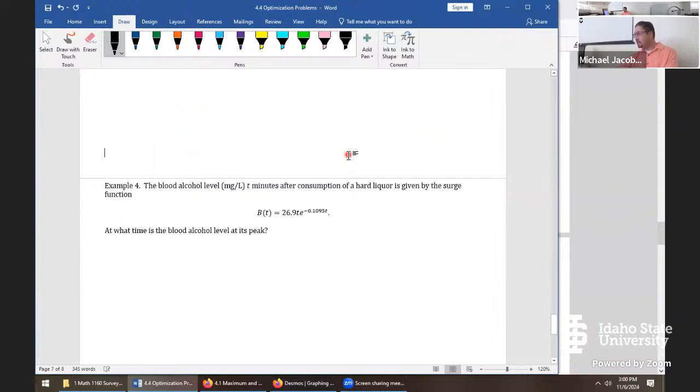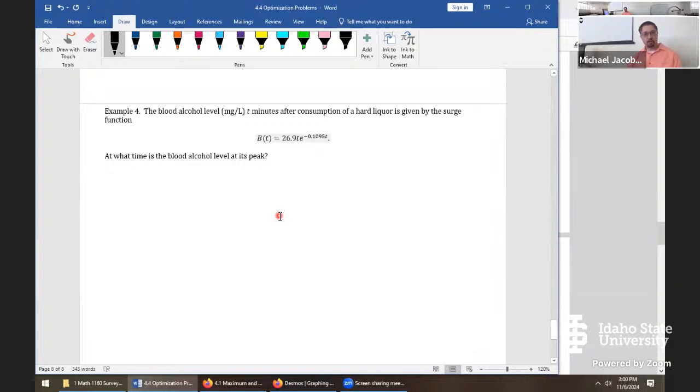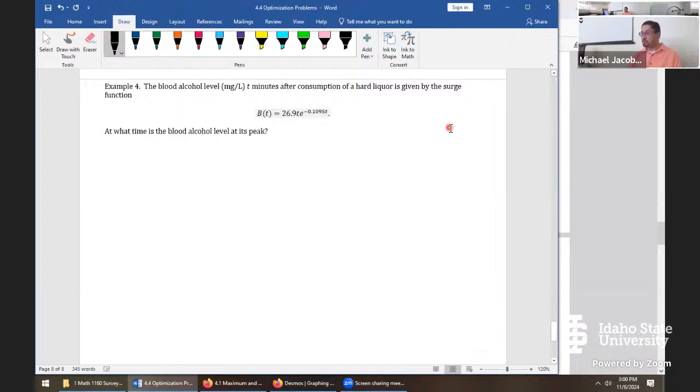This one is from a science called pharmacokinetics, a whole discipline of seeing what happens in your bloodstream with the drug concentration after you either inject something or take an oral medication and so on. So people going on to pharmacy school know all about these kinds of functions like this one right here. So the setup on this one says, blood alcohol level, milligrams per liter of blood, T minutes after consumption of a hard liquor is given by something called a surge function. It's this function right here.